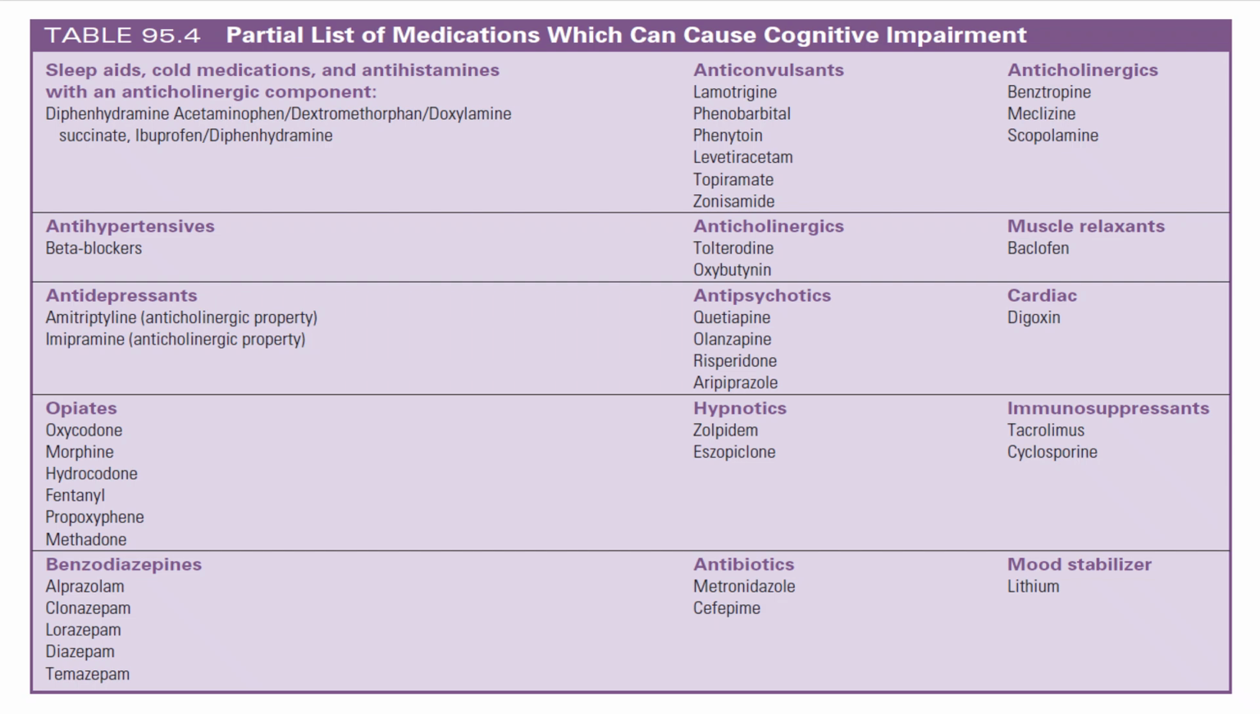First, sleep aids, cold medications, antihistamines with an anticholinergic component: dimenhydrinate, acetaminophen, dextromethorphan, doxylamine succinate, ibuprofen, diphenhydramine. Antihypertensives like beta blockers. Antidepressants, amitriptyline, anticholinergic property. Imipramine, anticholinergic property. Opiates, oxycodone, morphine, hydrocodone, fentanyl, propoxyphene, methadone.